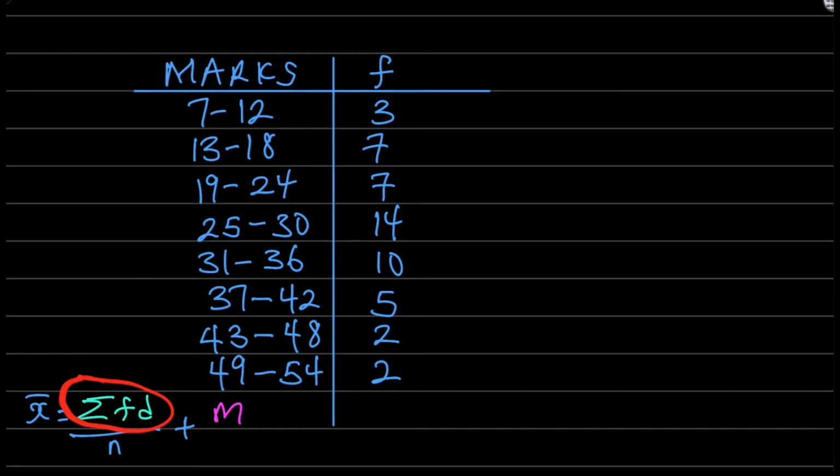And do not forget that we said that to find fd, you must first find d, and d has a formula. D is equal to c.